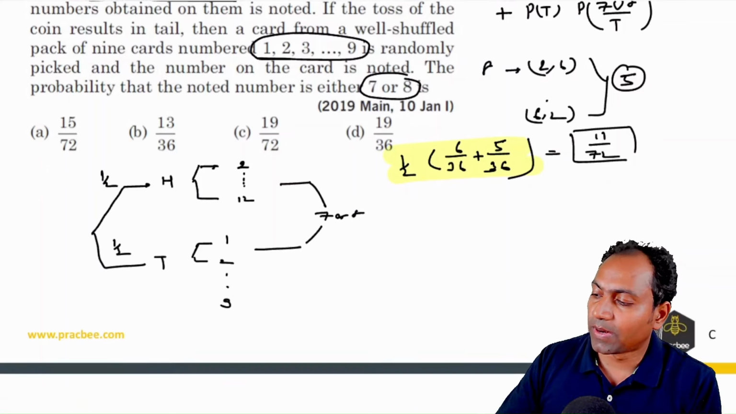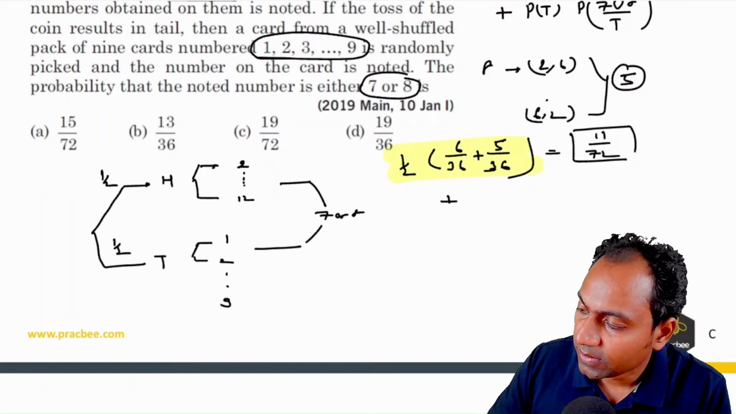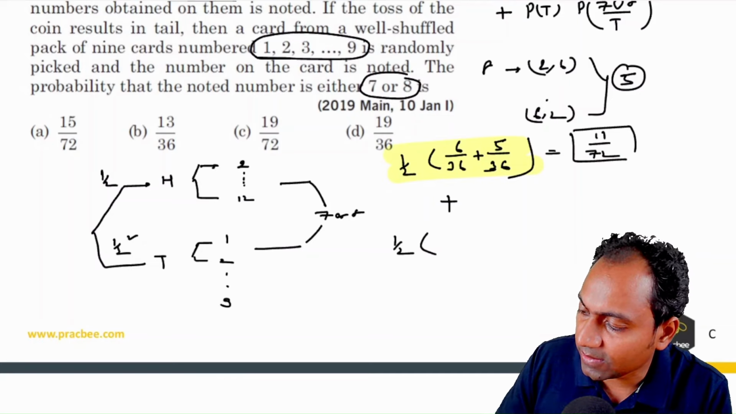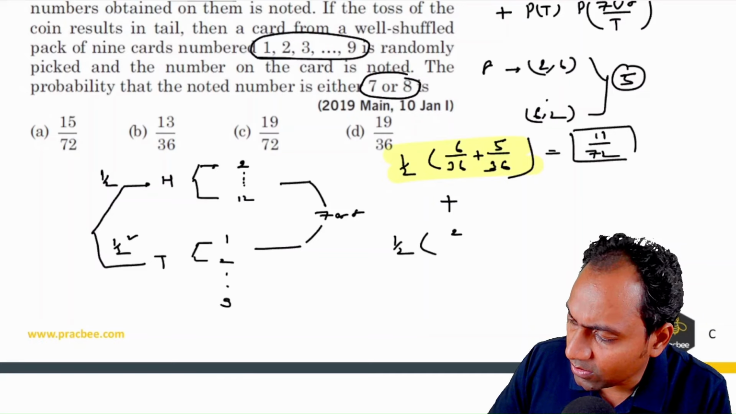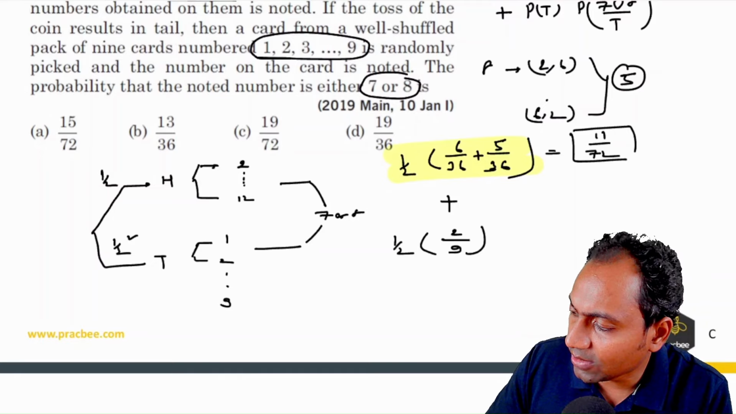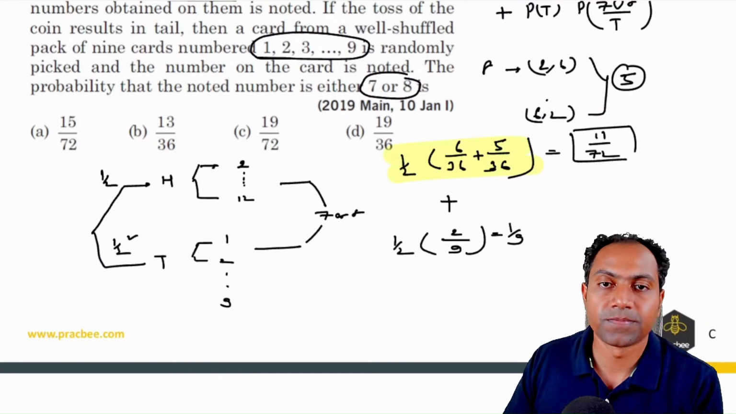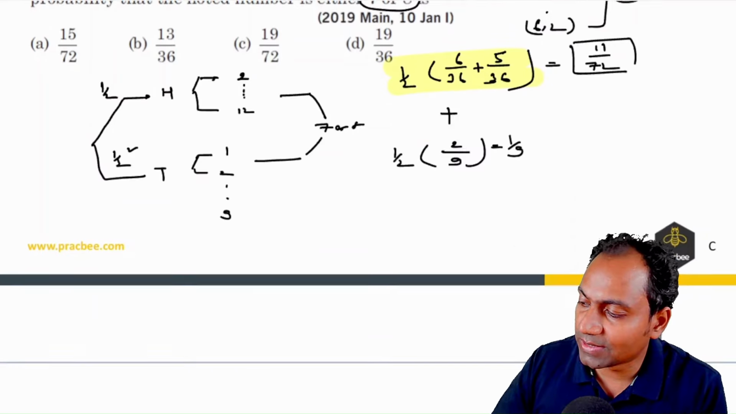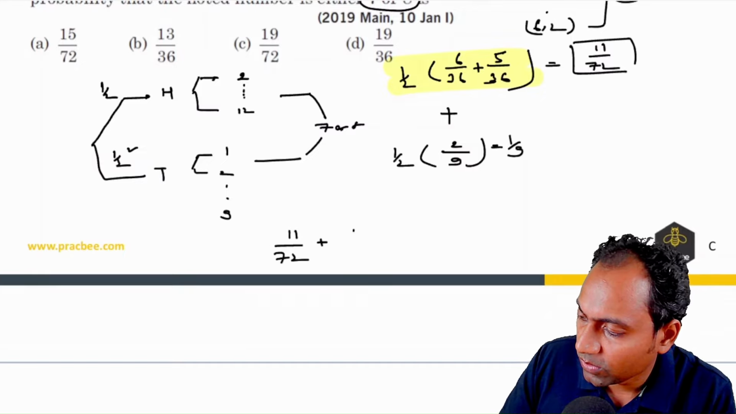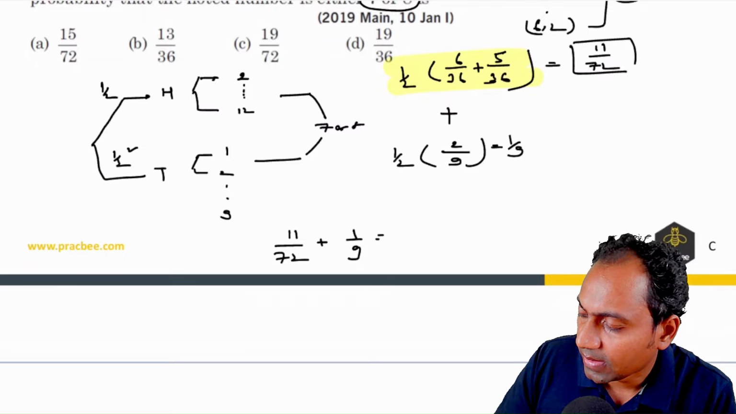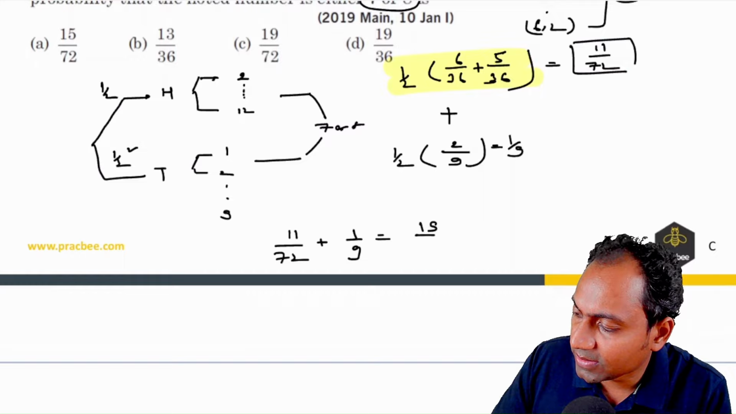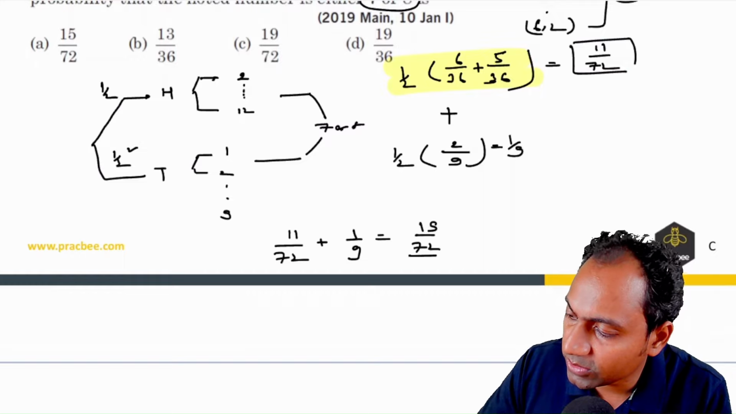If I do the second part, I will have to add that up. That second part will happen when this 1 by 2 happens. Now the tail has come, and if 7 and 8 has to come, there are only 2 ways to do out of 9. So answer corresponding to this becomes 1 by 9. Now our final answer will be the total probability or sum of both the cases, so 11 by 72 plus 1 by 9. And if I do so, it comes out to be nothing but 19 by 72, and that is nothing but option C.